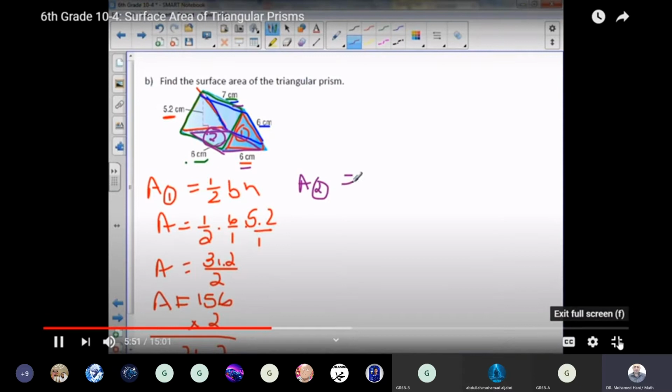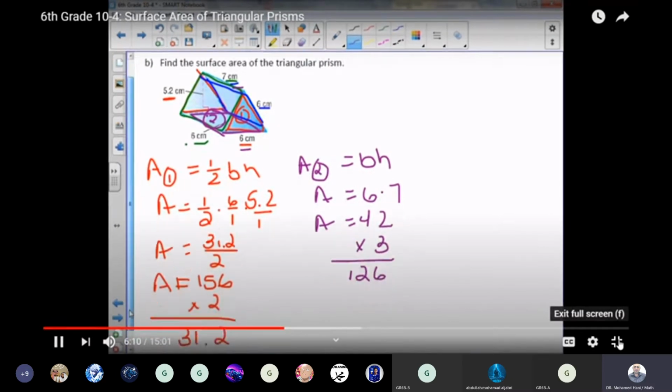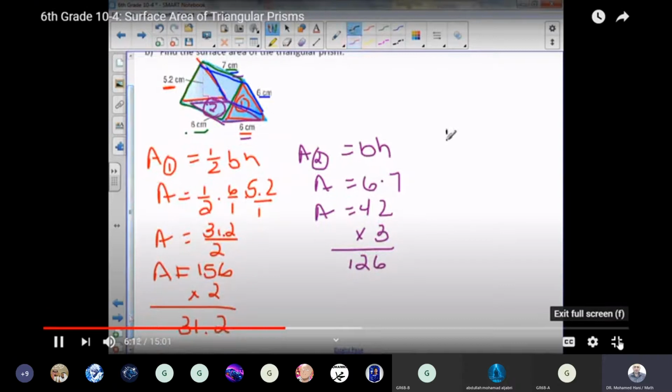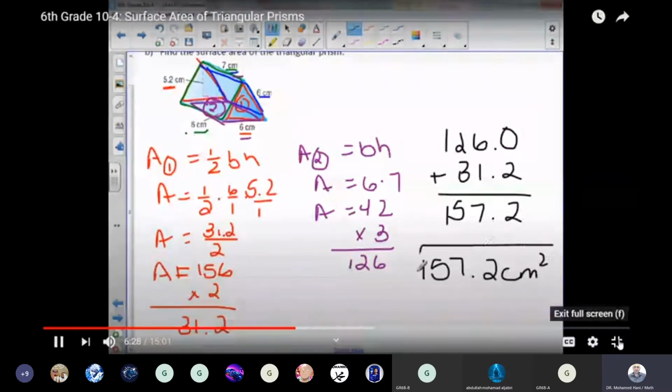Area of shape 2 is base times height. And again, the base and height were 6 and 7, which is 42. Since all 3 are the same, I can multiply by 3 and get 126. So now let's add the areas together. 126 plus 31.2. We get a total area of 157.2 centimeters squared.